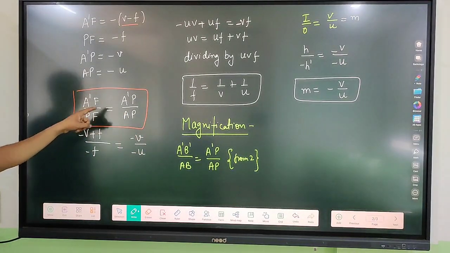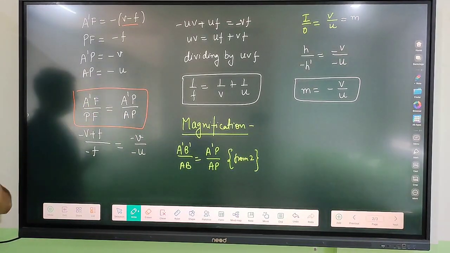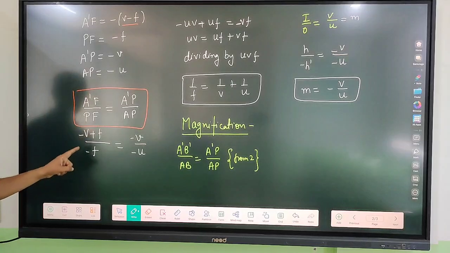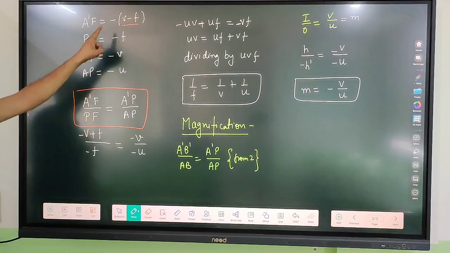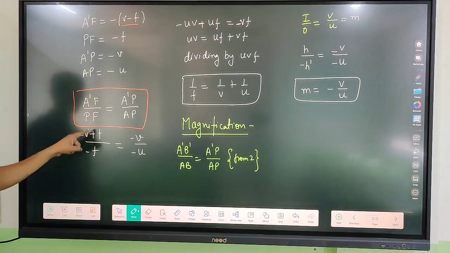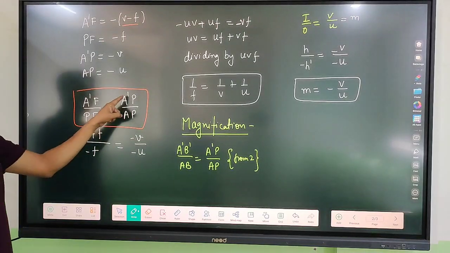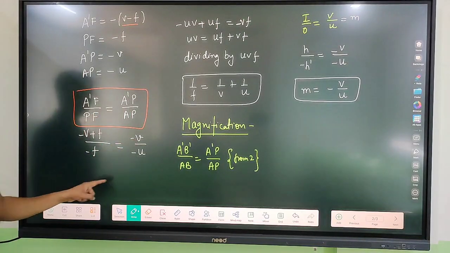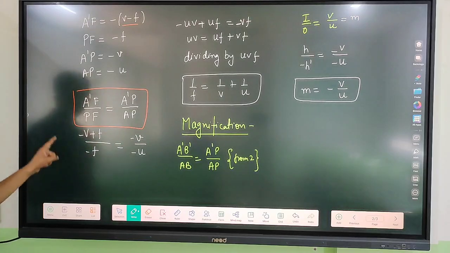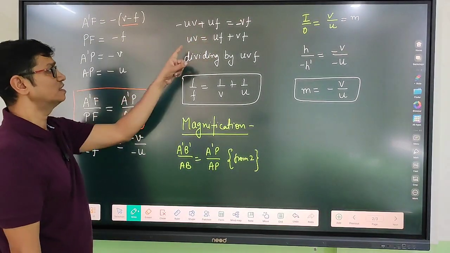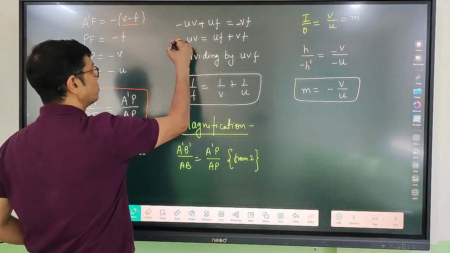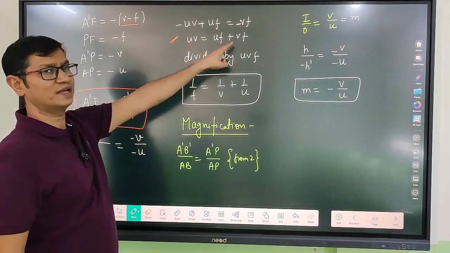Now let's plug in these values in the equation we had derived: A dash F upon PF is equal to A dash P upon AP. So A dash F would be minus V plus F, PF is minus F, and A dash P is minus V and AP is minus U. This is simple math, guys. There's no physics here. When you do cross multiplication, you'll get this. So finally you will arrive at this equation, UV is equal to UF plus VF.